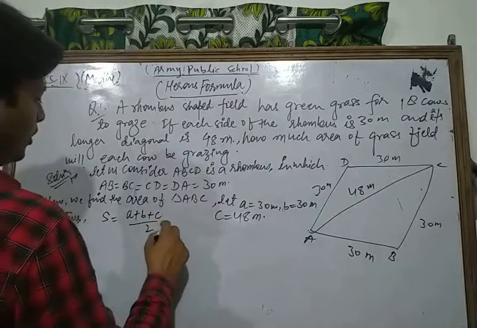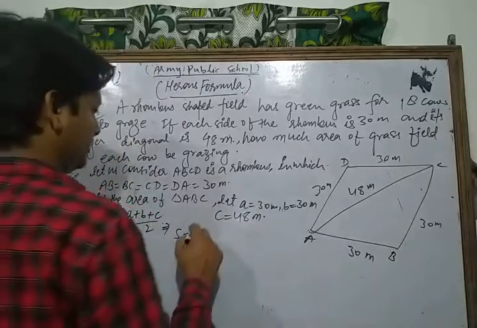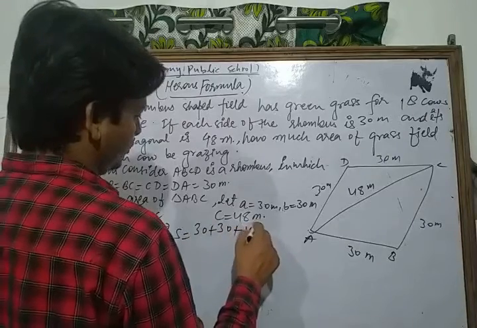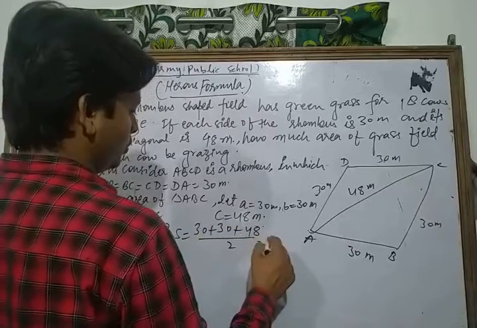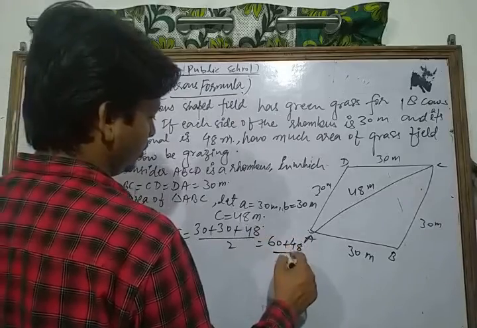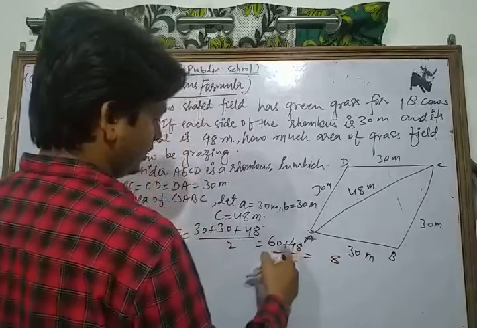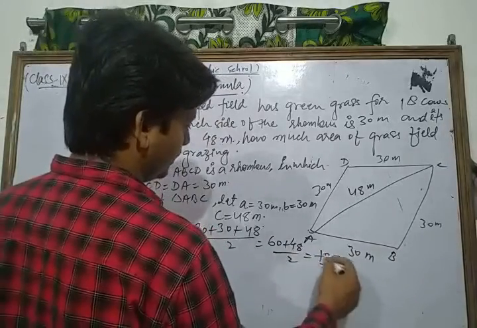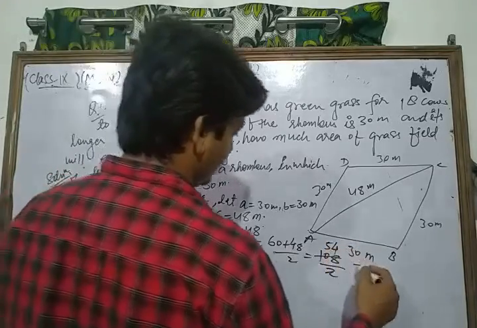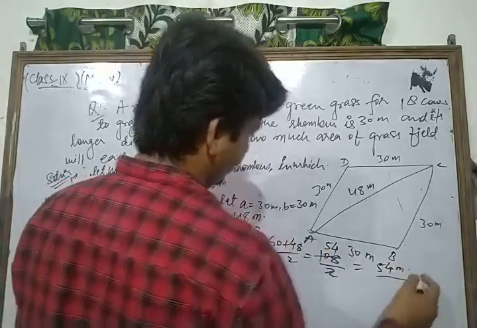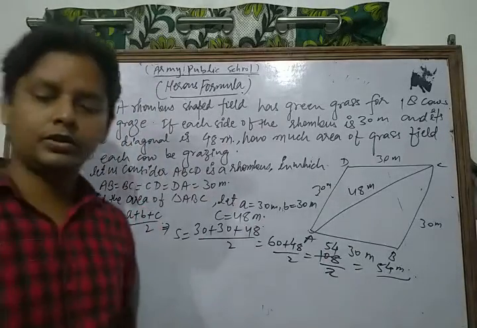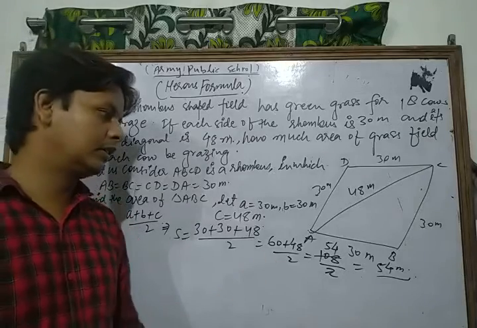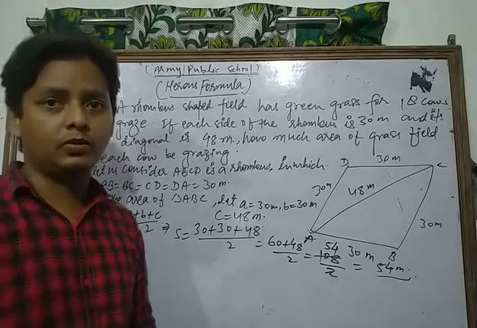So S is equal to 30 plus 30 plus 48 upon 2, 60 plus 48 upon 2, which is 108 upon 2, 2 5s are 10, 2 4s are 8. This is 54 meter. So in this way, first of all, we find the semi perimeter of the triangle ABC, which is 54 meter.